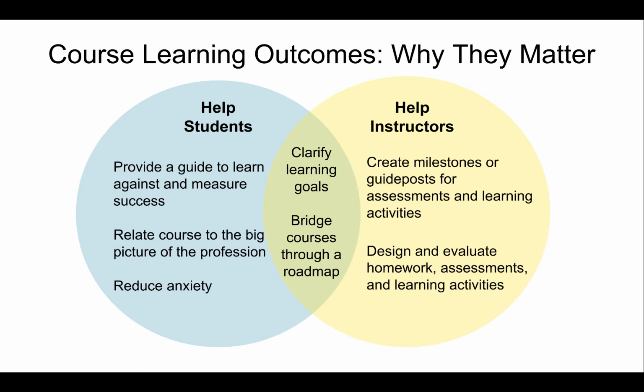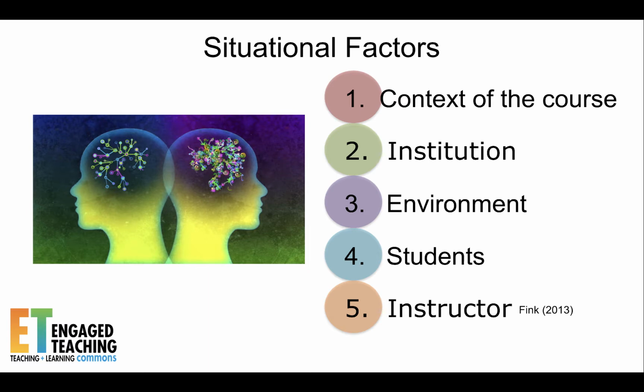An important part of identifying learning outcomes is reflecting upon the several situational factors that will impact your course learning outcomes as well as overall course design. These factors include the context of the course, institutional considerations, classroom environmental considerations, and who your students are, as well as who you are as an instructor.